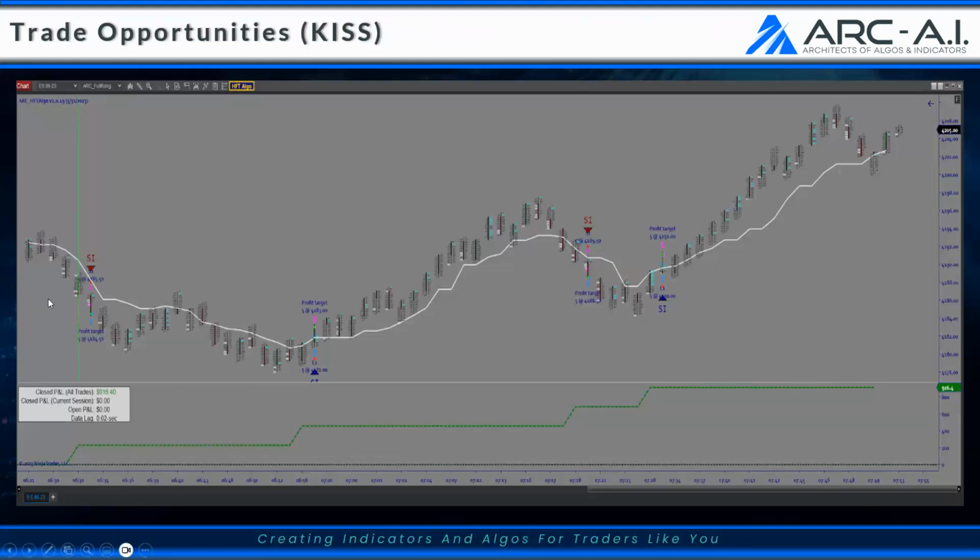You can also use it as semi-automated. Now, what do we mean by semi-automated? You can tell the algo not only which direction to trade, whether you're bullish or bearish for the day.